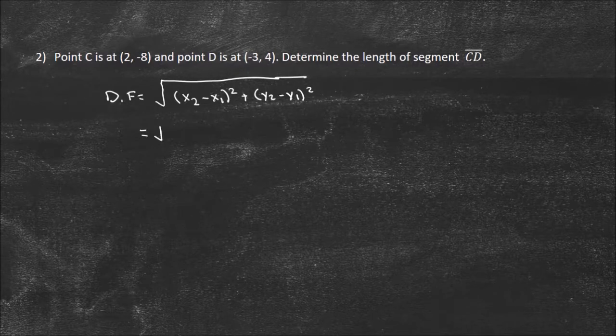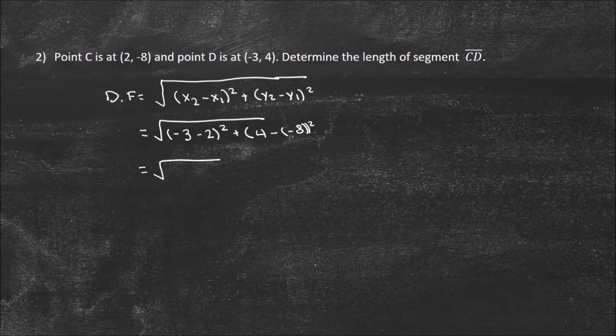Well, x2 is going to be that D point, so -3 minus 2 quantity squared plus, then we get the y2 will have 4 minus -8 quantity squared. So, well, now we're going to clean this up a little bit. It's a little dirty right here. So -3 minus 2, well, that's going to be -5 squared plus, all right, so now we got to be careful, 4 minus -8. Well, that becomes 4 plus 8, so we get 12 squared.